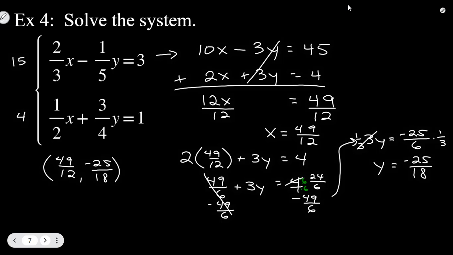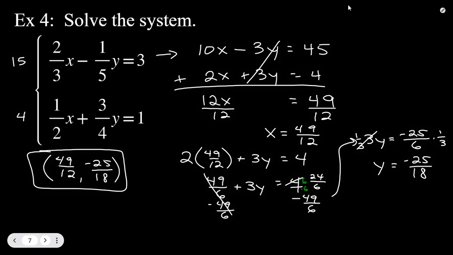And how many of you are nervous about an answer like that? Me too. So what can you do to figure out if it's the right answer? Plug it back in and make sure that it gives you a true statement. So 2/3 times 49 over 12 minus 1/5 times negative 25 over 18. I happened to do this in the first class. It does equal 3. And the same thing with the bottom, and it does equal 1. So you can always check your answer when you're dealing with systems. Usually it's just a matter of typing it into your calculator.